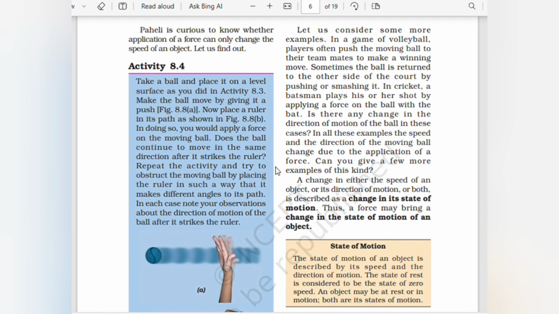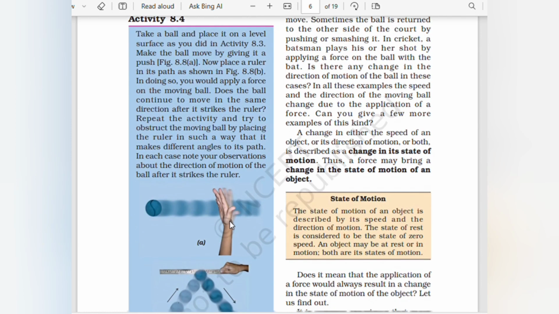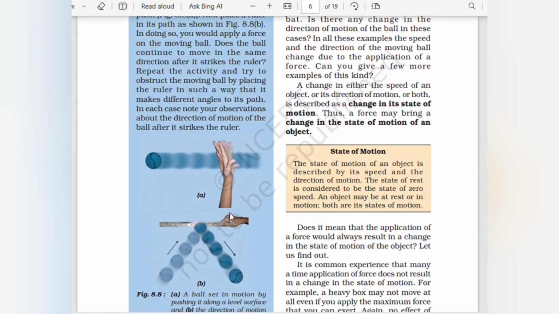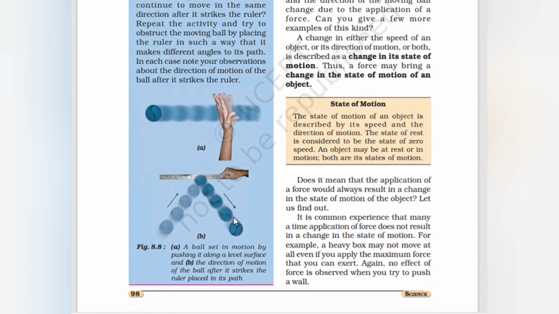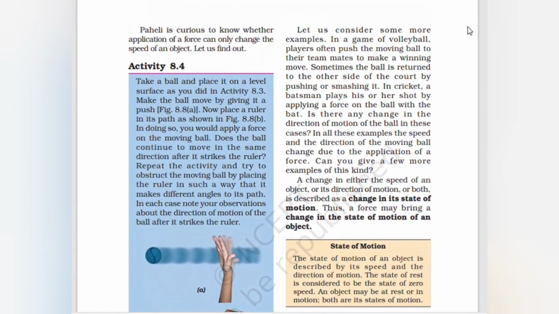Repeat the activity and try to obstruct the moving ball by placing the ruler in such a way that it makes different angles to its path. In each case, note your observation about the direction of motion of the ball after it strikes the ruler. Okay, so when we block it with a scale, the ball moves at different angles. That is what is said here. Let us consider some more examples.